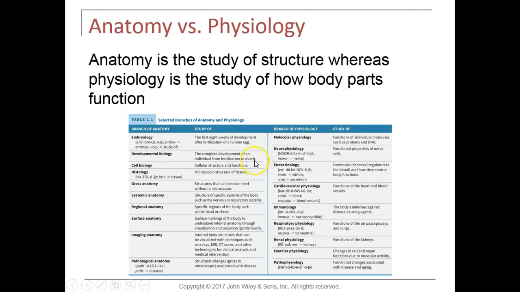Likewise, we have different fields of physiology that can be fairly specific. We can have molecular physiology. What are the functions of the various biomolecules in the cells? We have neurophysiology. We have a whole chapter on that. Endocrinology, which you'll learn in AMP2. So forth and so on, there are different fields of physiology.